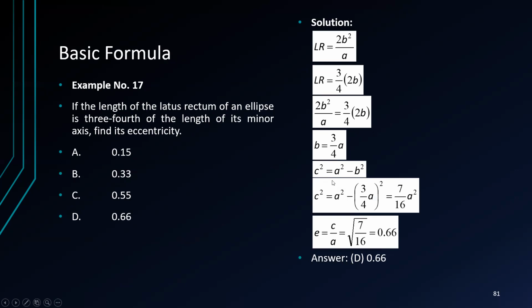But c squared is equal to a squared minus b squared. So, c squared is equal to a squared minus 9/16 a squared, which is 7/16 a squared. Since you need the eccentricity, which is c over a, we already have c. So, square root of 7 over 16, right? Or 0.66. Letter D.